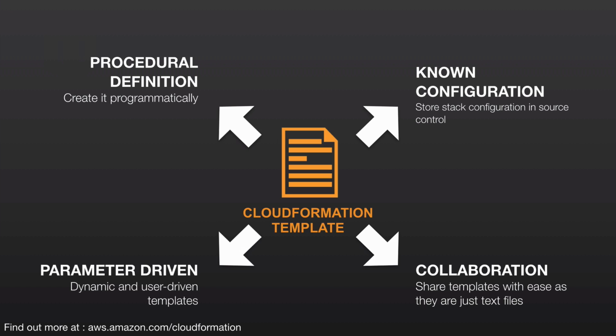The stack configuration, the CloudFormation templates, they are JSON notation text files, so they can be shared very easily. They can be version controlled just like any other piece of code, but they're not entirely static. They can be parameter driven, so you can pass parameters into CloudFormation at the point at which you execute a template, and those parameters will be inserted into your template and can be used to drive customization of the environment that your template is going to create.